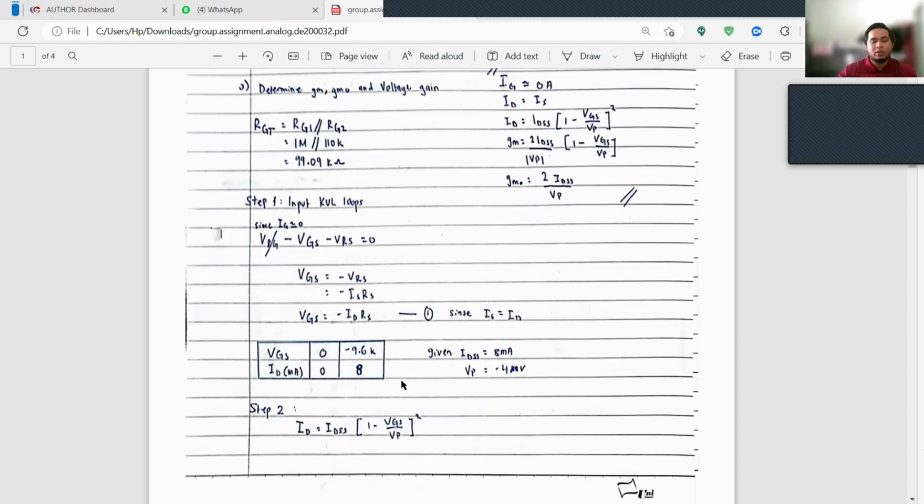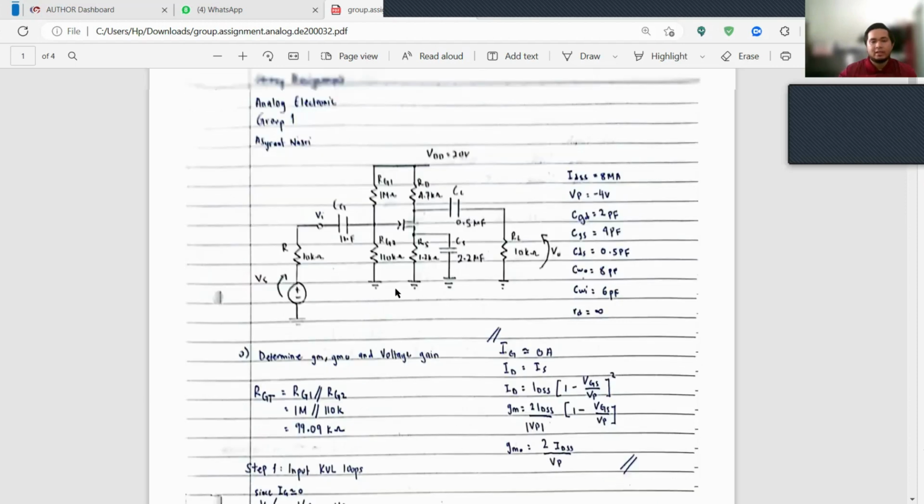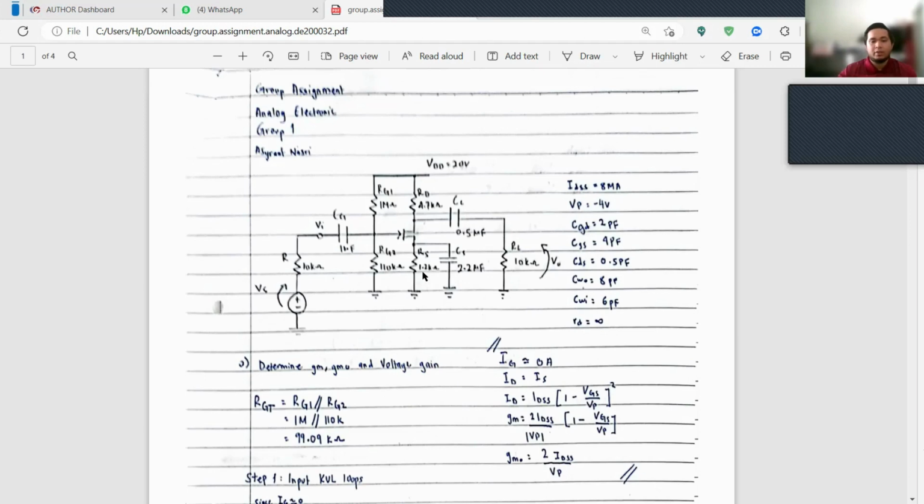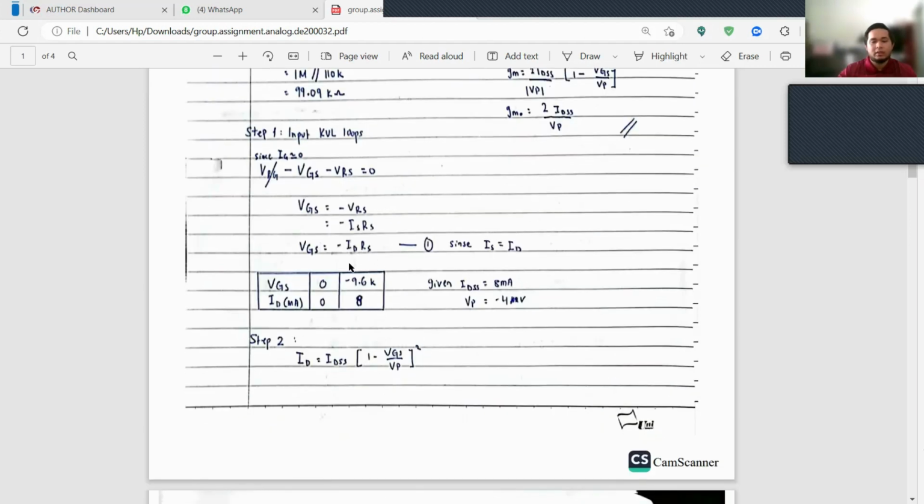So we make a simple table. Since IDSS equals 8 milliamp, so this is 8 milliamp. So the value of VGS equals 0. So we bring 8 milliamp into this equation and times RS. Our RS given is 1.2 kilo. So the answer is negative 9.6 kilo. For step 2, ID equals IDSS times (1 minus VGS over VP) squared.